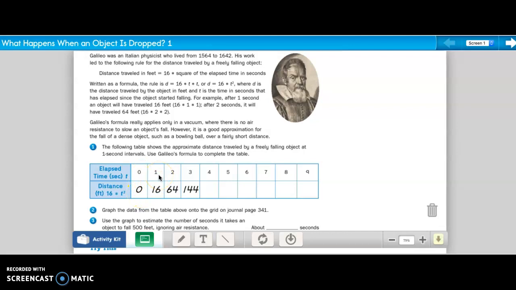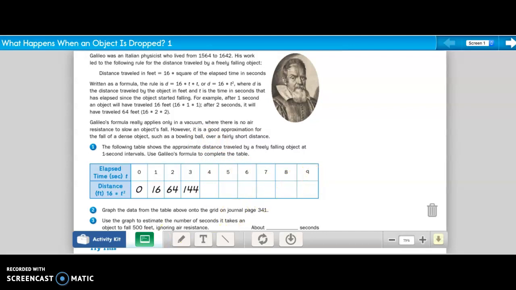In 1 second, we're going to take 16 times the time squared, so 16 times 1 to get 16. For 2 seconds, we're going to do 16 times 2 squared, or 16 times 2 times 2. For 3 seconds, we're going to do 16 times 3 squared, or 16 times 3 times 3. I would like you to complete the rest of this table using that formula of 16 times the time squared with 4 seconds, 5 seconds, 6 seconds, 7 seconds, 8 seconds, and 9 seconds.